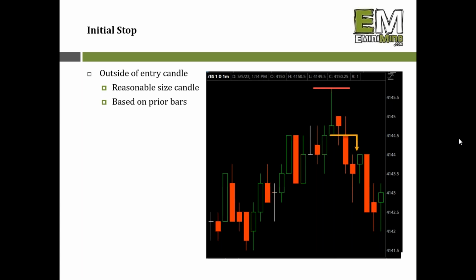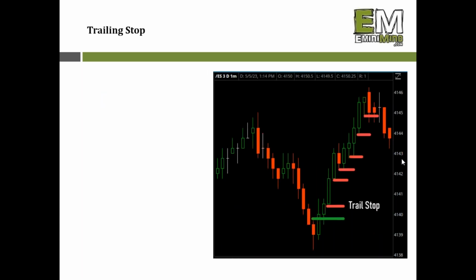But we also have these reversal situations where you might have a double top and you'd be looking for an inverted hammer to short. And then on the flip side, a double bottom where you would be looking for a hammer to go long. So let's talk about how we're gonna manage the trade.